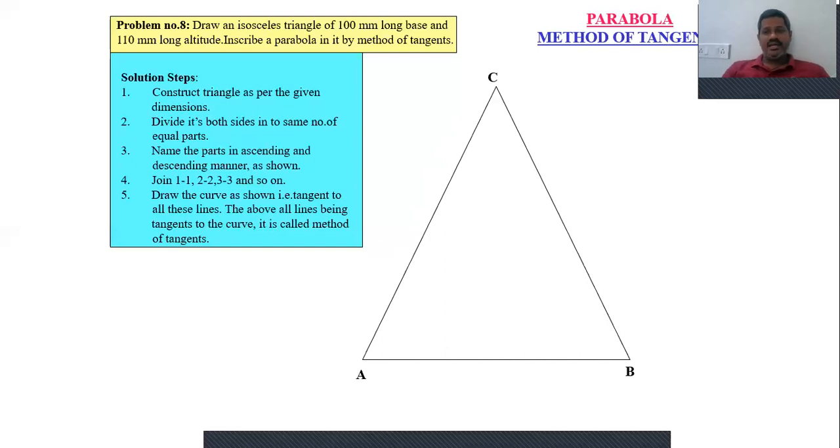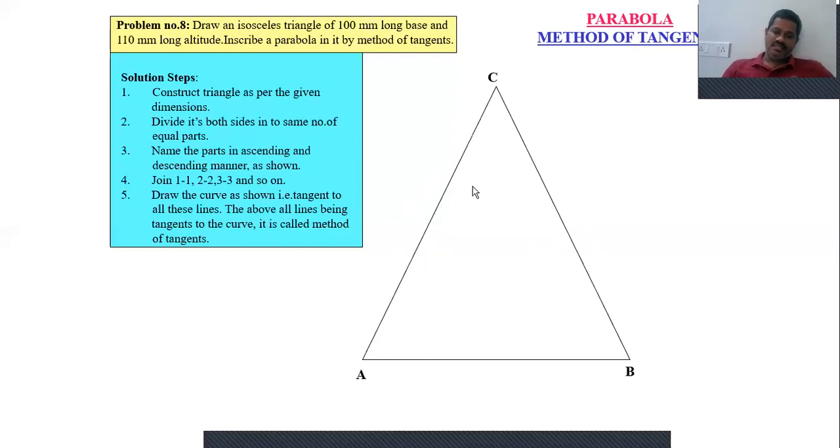It need not be 15. We can take more than 15 or we can take less than 15. If we take a sufficient number of points, we will get a very good curve. If we take a smaller number of points, it is a bit difficult to draw the smooth curve. If we take more divisions, we will get more points, or more locations from which we can draw the parabola or a smooth curve. So divide both the sides of the triangle into an equal number of divisions. Say in this case, I'm dividing into 15 equal divisions.